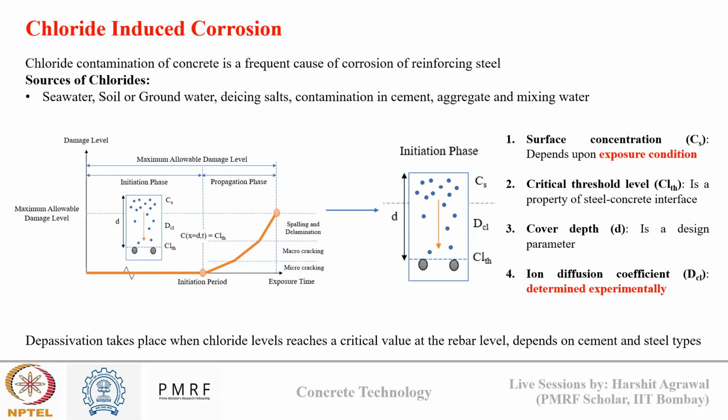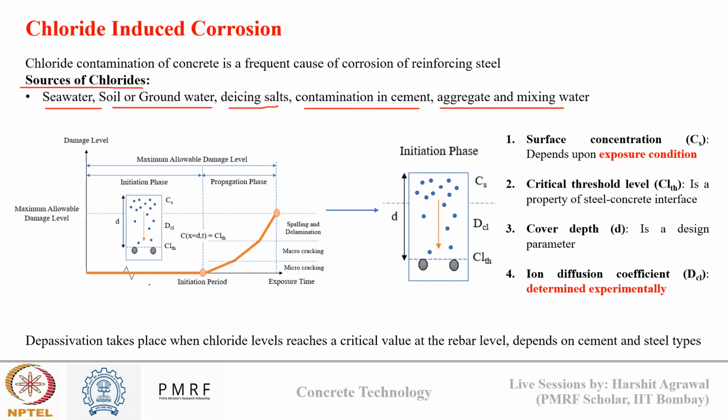The source of chloride ions can be seawater, soil or groundwater, or de-icing salt. Generally in cold weather, when we want to remove ice from the surface of roads, we spray de-icing salts. Those salts are also a source of chloride ions. Then there can be contamination in cement, aggregate, and mixing water, which can all be a source of chloride ions.